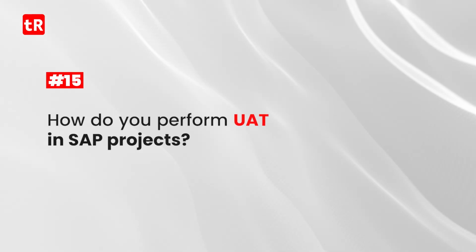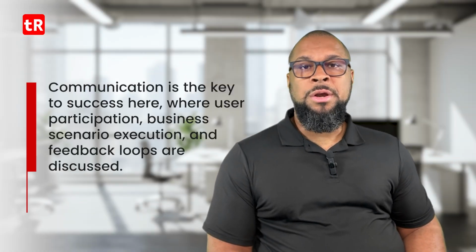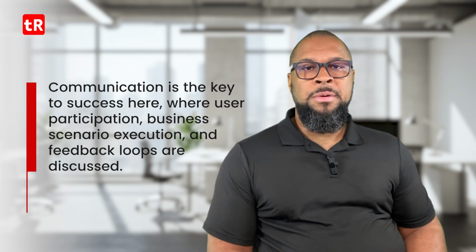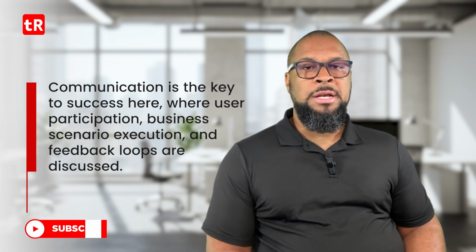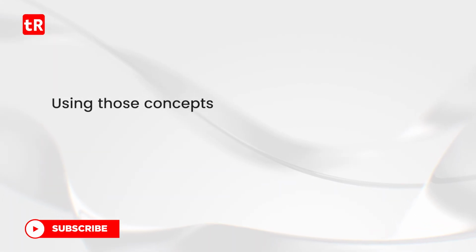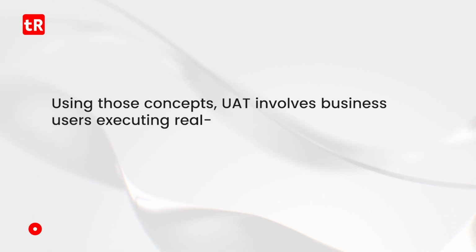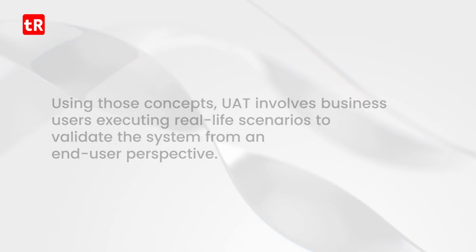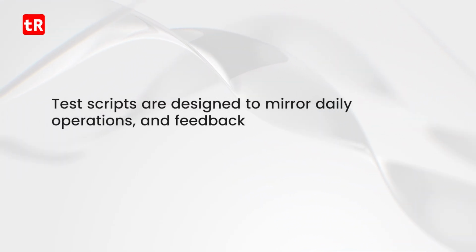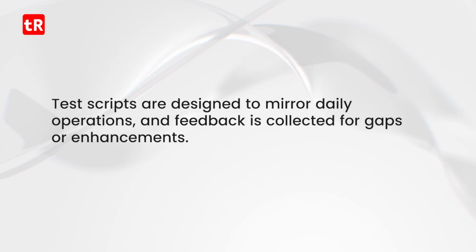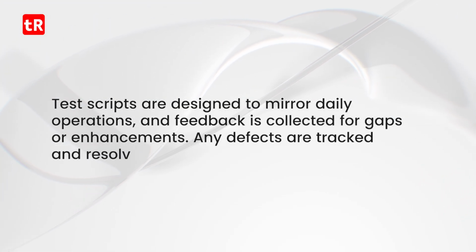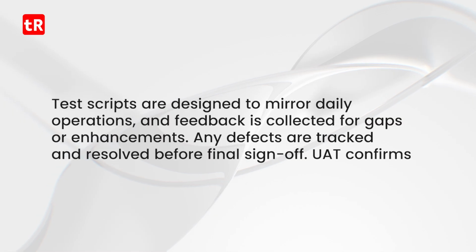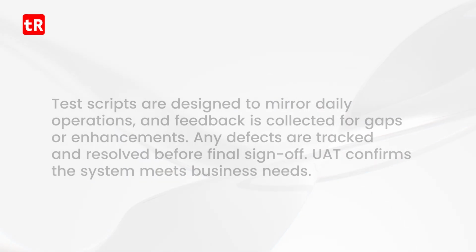How do you perform UAT in SAP projects? Communication is the key to success here, where user participation, business scenario execution, and feedback loops are discussed. Using those concepts, UAT involves business users executing real-life scenarios to validate the system from an end-user perspective. Test scripts are designed to mirror daily operations, and feedback is collected for gaps or enhancements. Any defects are tracked and resolved before final sign-off. UAT confirms the system meets business needs.